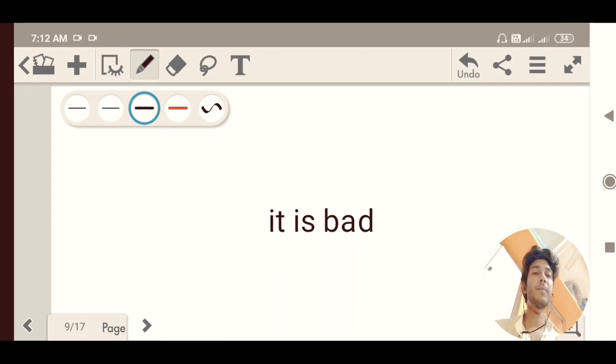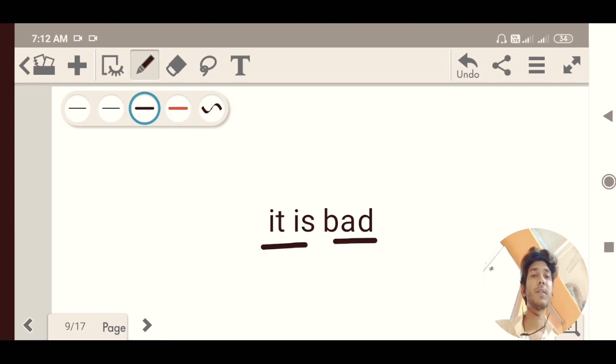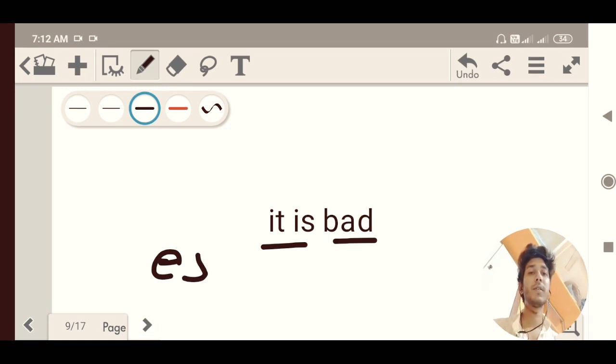Now, "it is bad". The word for bad is malo. So the full translation of this sentence, "it is bad", is es malo.